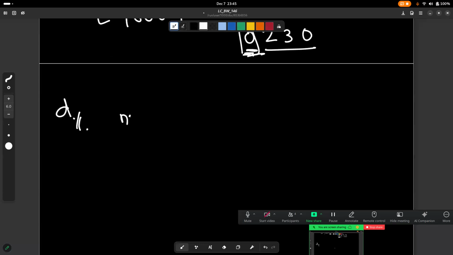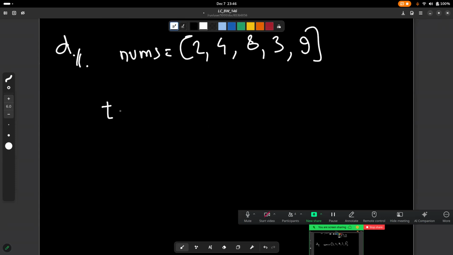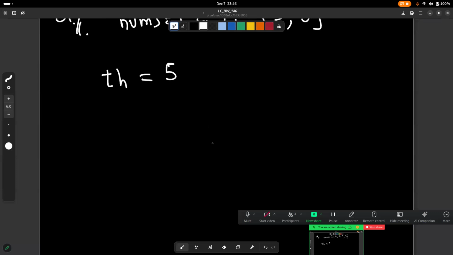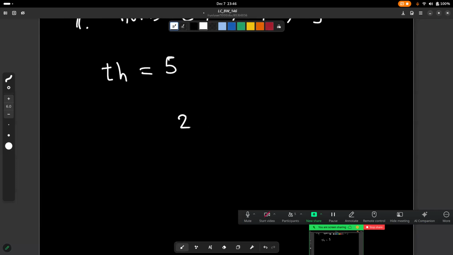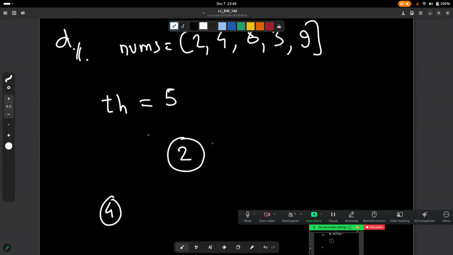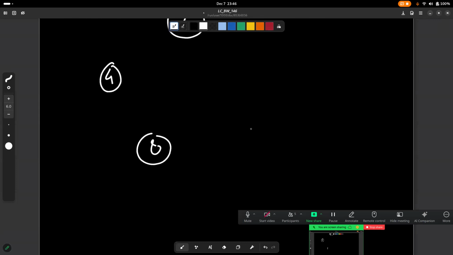In the first sample test case, our nums array is 2, 4, 8, 3, and 9. And our threshold value, I'll call it TH for short, was given to be 5. And this is our graph. So basically, this represents a graph with these nodes: 2, 4, 8, 3, and 9.